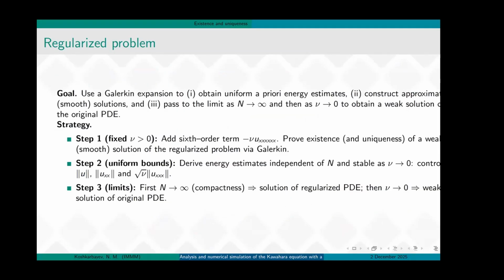Our strategy consists of 3 main steps. First step, for a fixed nu, we prove the existence of solution to the regularized problem. Second step, we derive uniform a priori estimates that are independent of the parameter N and stable as nu tends to 0. Third step, we pass to the limit. First, we let N go to infinity to solve the regularized PDE, and then we let parameter nu go to 0 to obtain the weak solution of the original Kawahara equation.